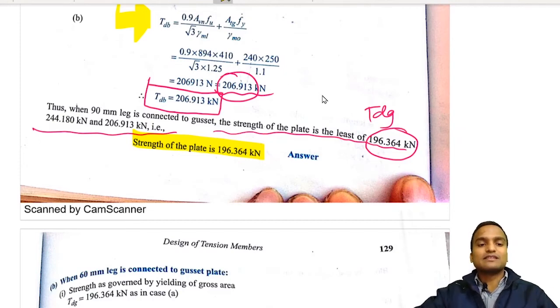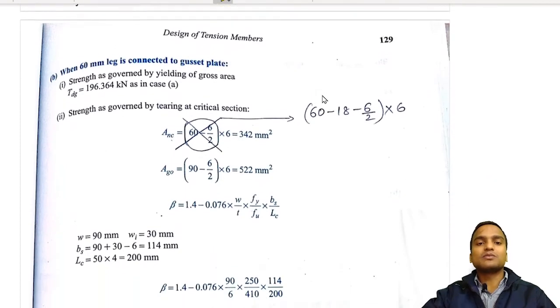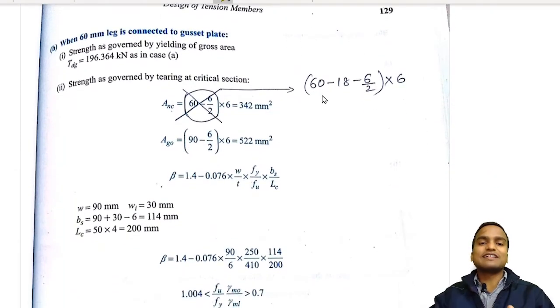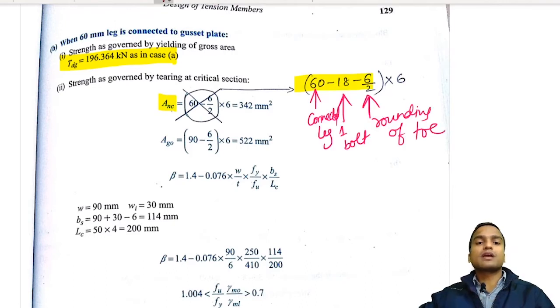See what happens when 60 mm leg is connected to gusset plate. So in that case, the value of TDG will not change as such. But in case of TDN, there will be change, because now the connected leg is 60 mm and outstanding leg is 90 mm. So here we have done the calculation of A and C, and then we have also calculated the gross area of outstanding leg, and it is equal to this value.